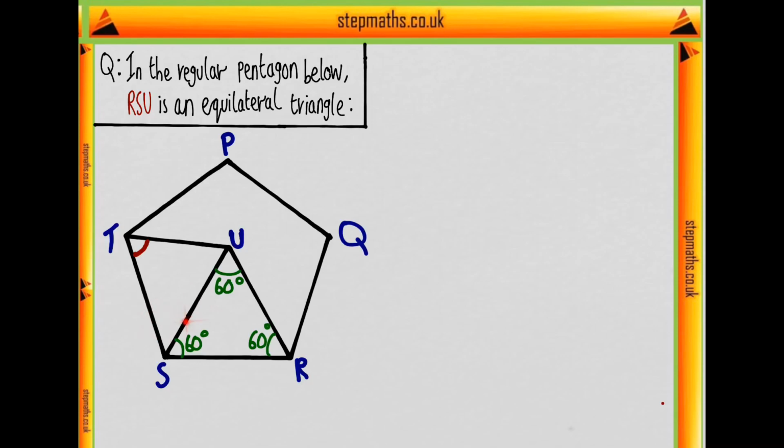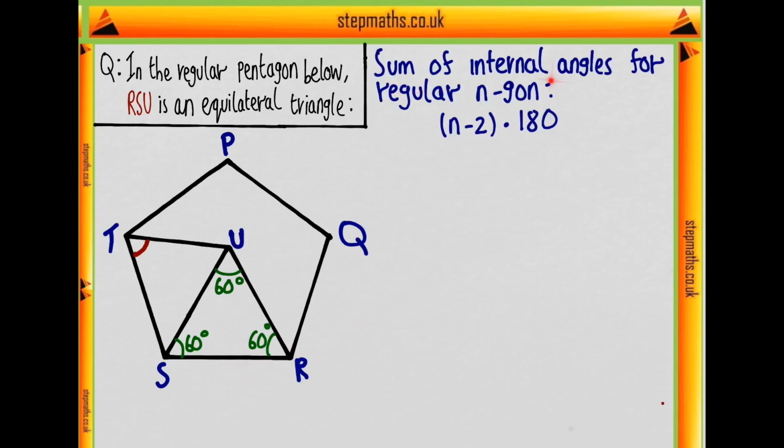So let's do that. So how can we work out angle RST? Well, recall, if we've got a regular n-sided polygon, the sum of its internal angles is n minus 2 times 180 degrees. So you can think about that. If it's a triangle, 3 minus 2, 1 times 180, 180 degrees. Same for a square, etc. And so for a pentagon, it'll be n equals 5 here, so 540.